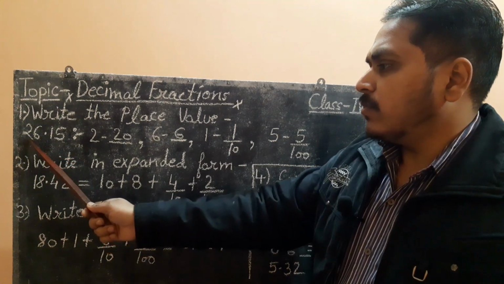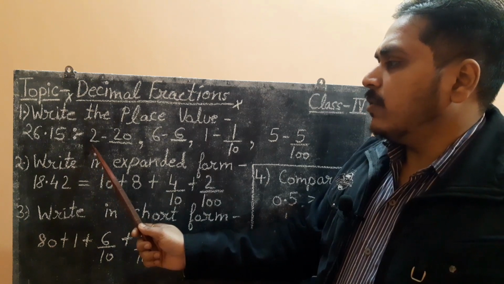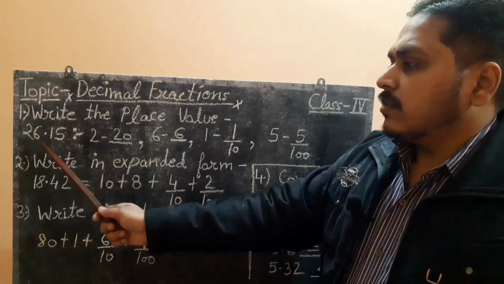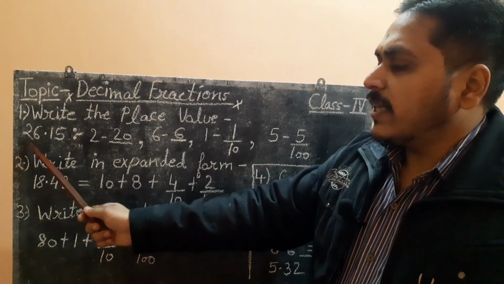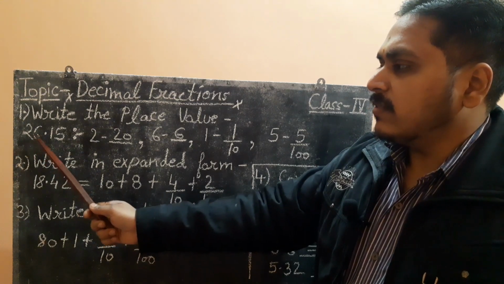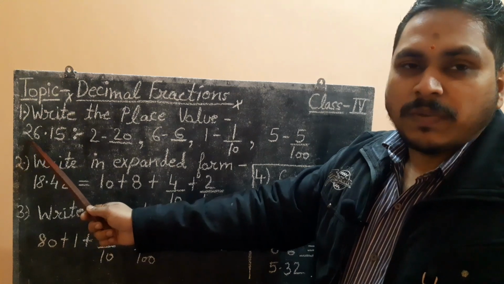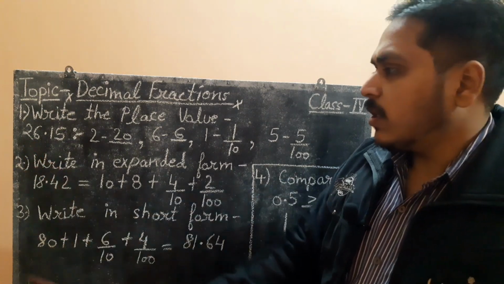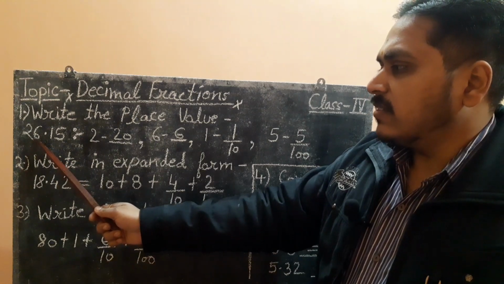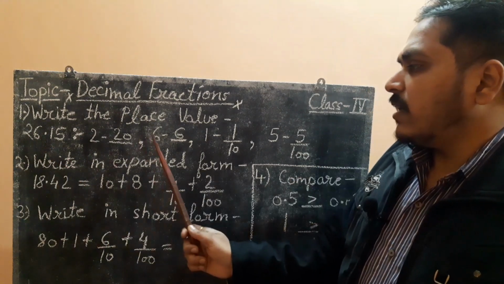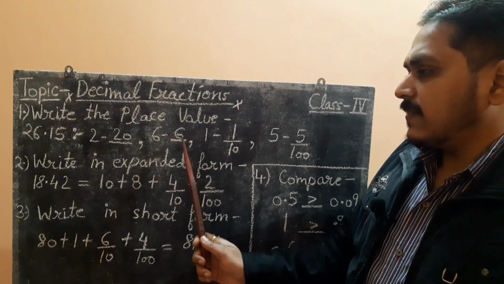So starting from 2, what will be the place value of 2? As you know, the numbers which are before the decimal, that is ones, tens. So the place value of 2 will be 20. The 6 is at the ones place. So the place value of 6 will be 6.